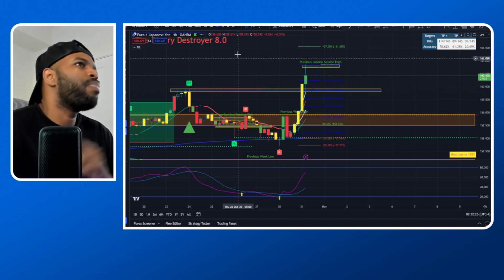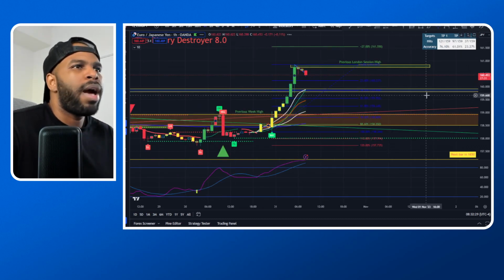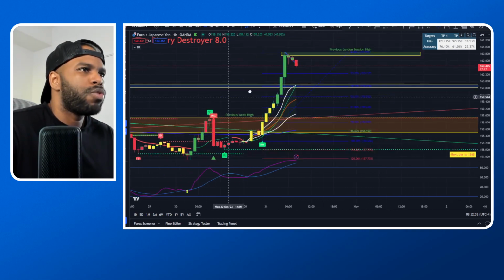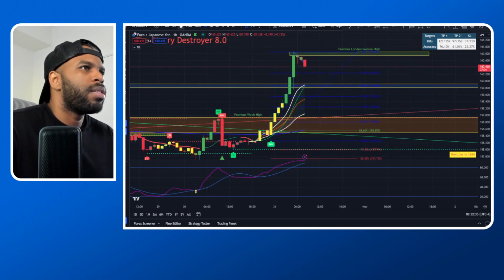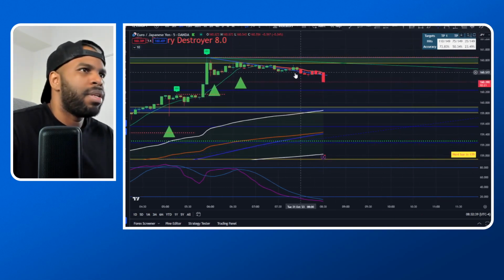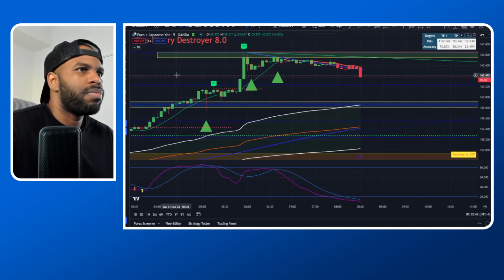This is how I figure it out. Okay, and then I break it down to the 1 hour chart, and then I draw my zones. I draw my zones, and then I look at the 5 minute. Right, I look at the 5 minute, and then yeah, that's how I do it.